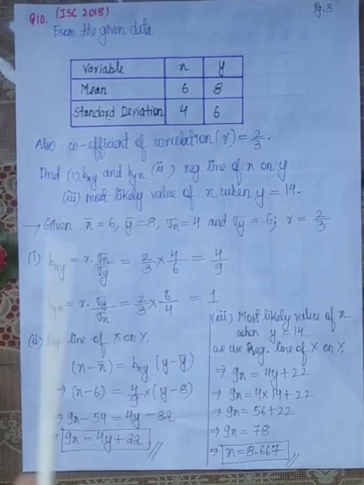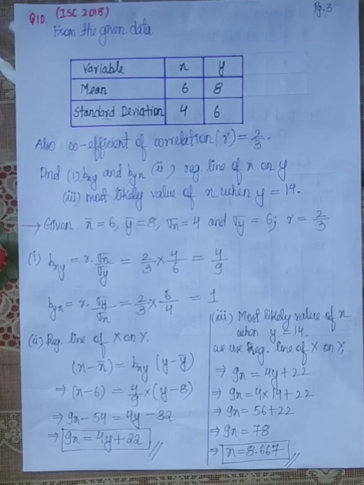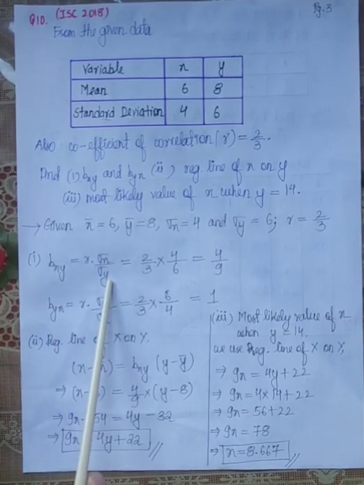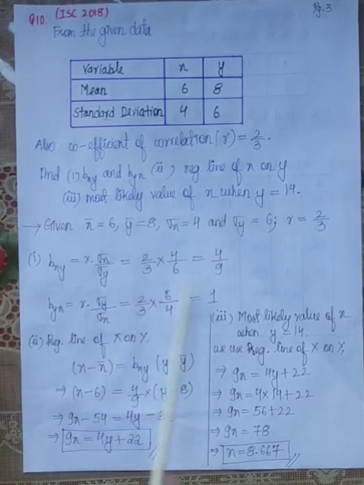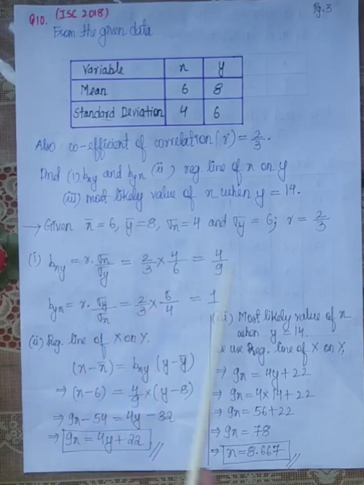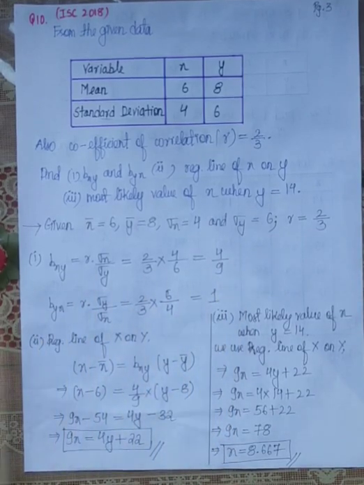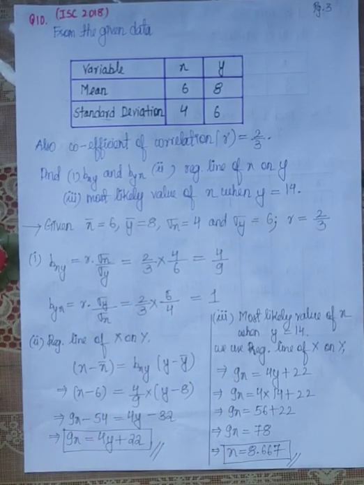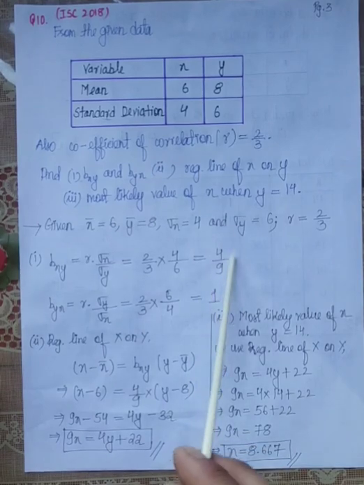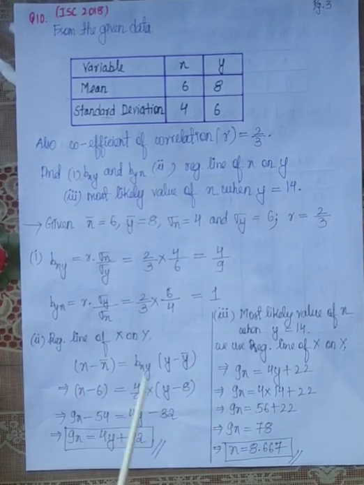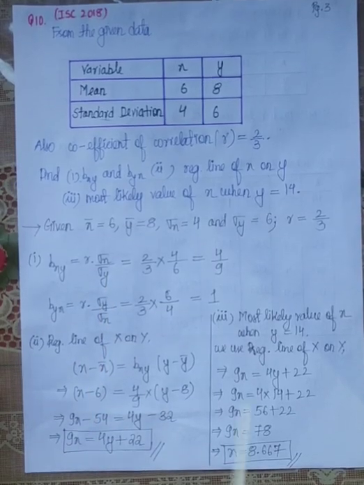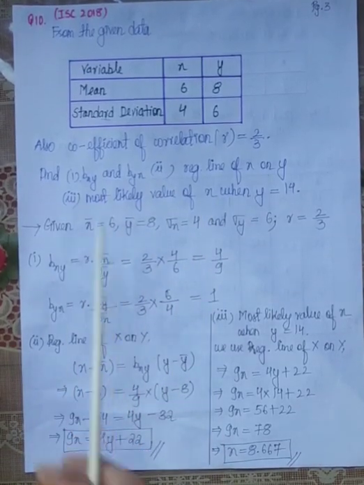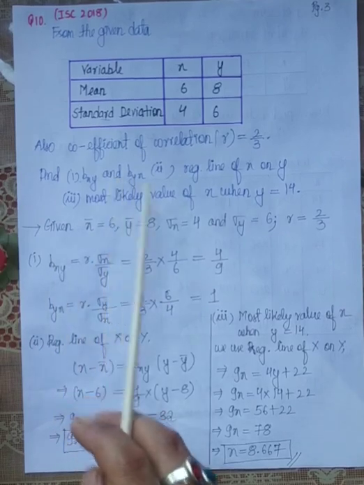So hence, here also I need to find bxy and byx using the same relation. Bxy is r into sigma x by sigma y. Byx is r into sigma y by sigma x. So put the values, then we get bxy as 4 by 9, byx as 1. Clear? Even if you multiply these two, 4 by 9 into 1 is 4 by 9, which is less than 1. Okay? Clear?